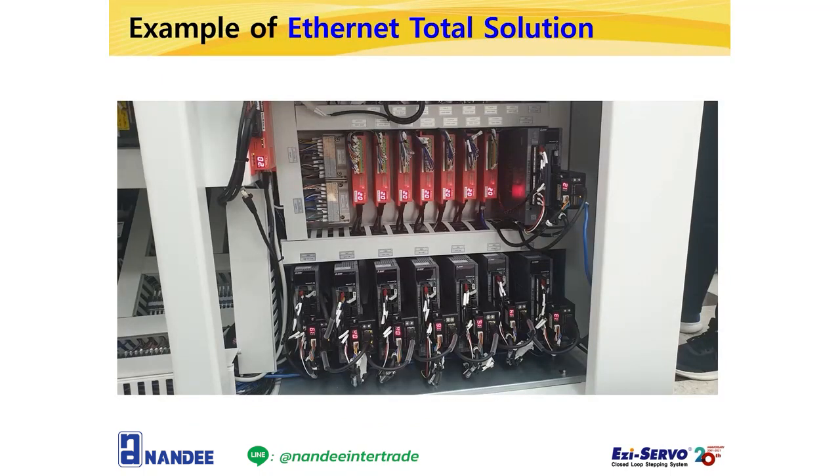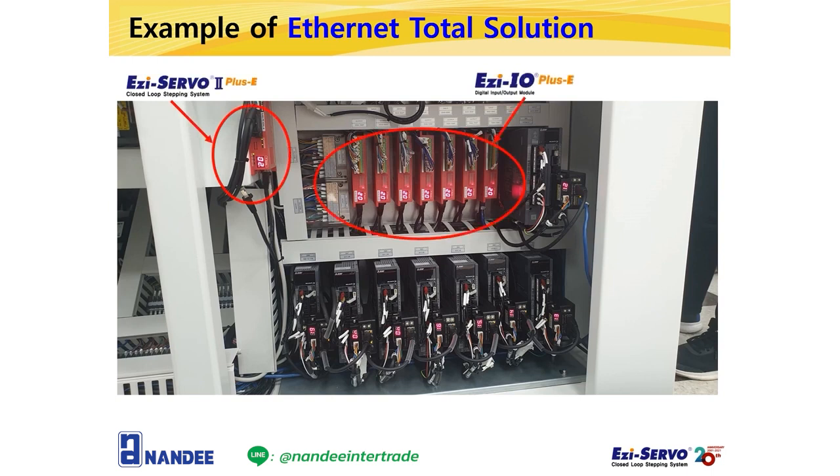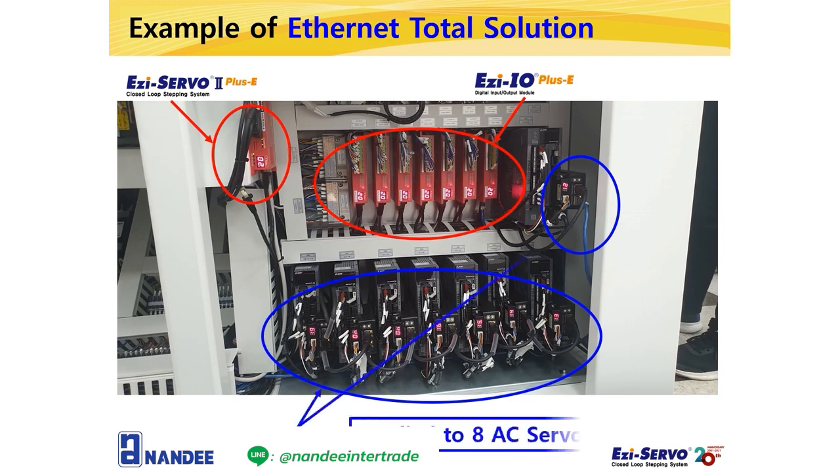This example applied the total solution concept that stepping motor, AC servo motor, and digital I/O module can be controlled with one Ethernet port, without a separate motion controller. FASTECH EZ Servo 2+E, which is stepping motor, EZ I/O plus E, which is digital I/O module, and AC servo are applied to this machine. As you can see, EZ MotionLink, which is a 1-axis motion controller for AC servo drive, is directly connected to a total of 8 axis of AC servos.